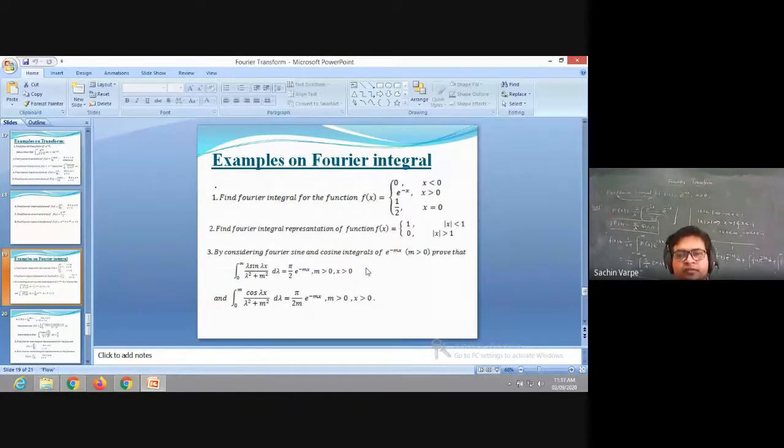Find Fourier sine and cosine integral. Okay, we have not been asked to find, we have to prove that, with the help of Fourier sine and cosine integral. So first of all, let us find the Fourier cosine integral, and from that you will get the required thing. Because we know sine integral is in terms of sine and cosine integral is in terms of cos. So let us find the cosine integral first of all, and then we'll get the required thing. Please ask if any doubt.